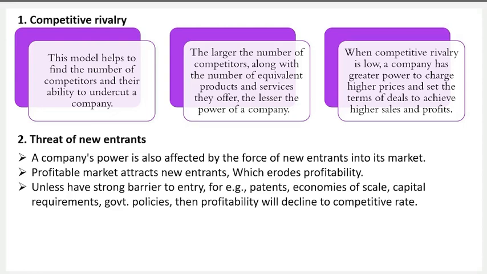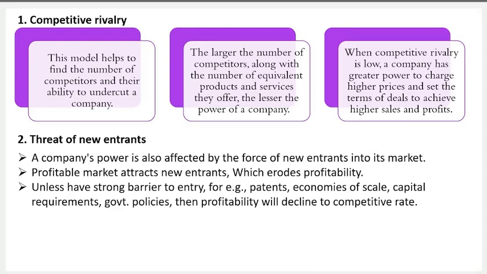Economies of scale. In economies of scale, what happens? A company tries to do more production to reduce the cost price. And capital requirements. Let's suppose in the mining industry, other businesses cannot enter that segment because they require huge capital, in crores. So that is the thing.